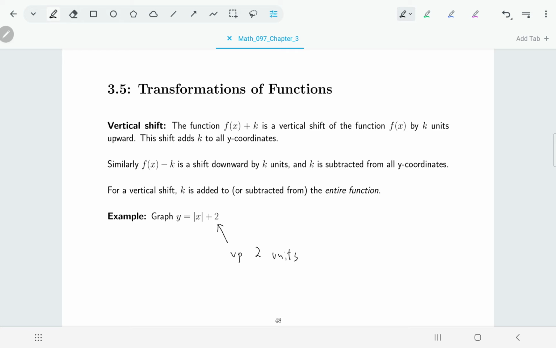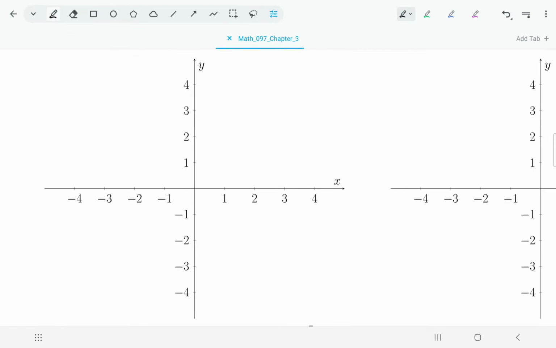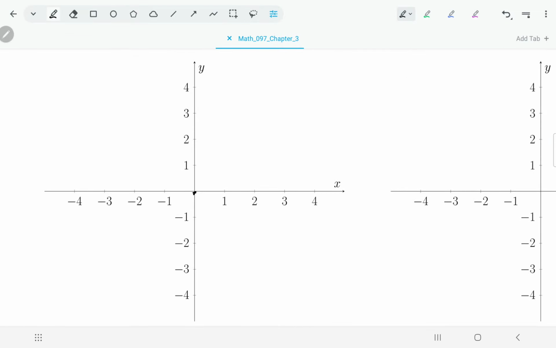So I'm going to do this in two stages. I'm going to first start by graphing my basic shape, y equals absolute value of x, and then I'm going to graph the transformed version afterwards. So absolute value of x, we know that that passes through its three good points, (0, 0), (1, 1), and (-1, 1). And I know that the graph has this kind of a shape.